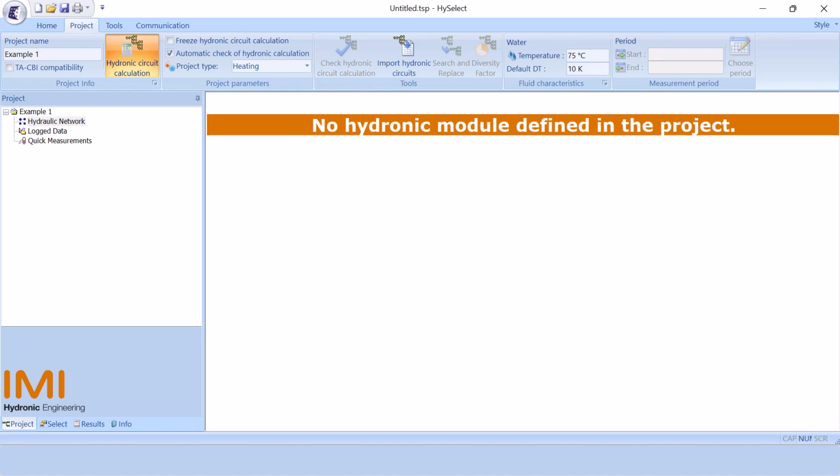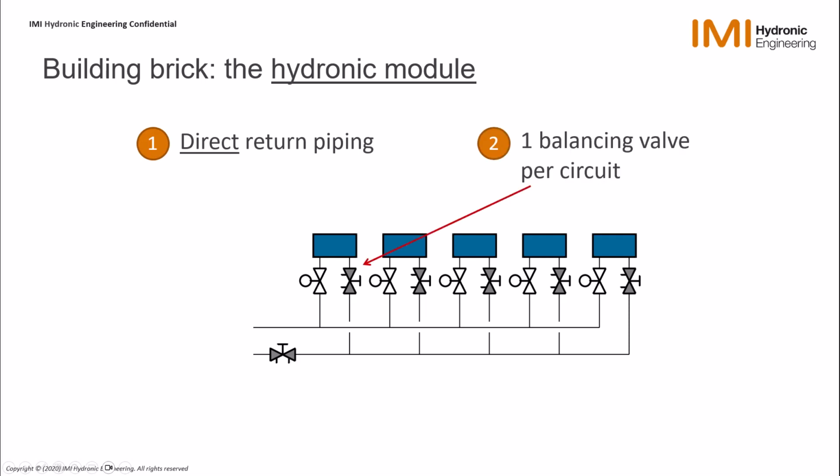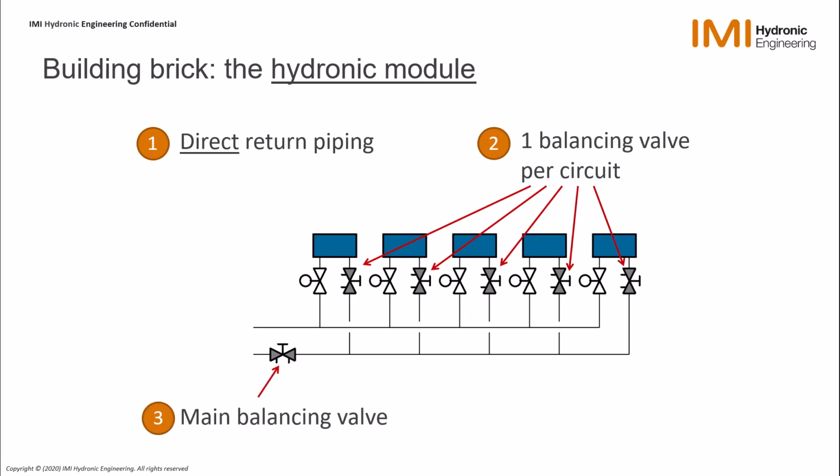Before introducing the way to enter hydronic circuits into HySelect, we should talk about plant decomposition into hydronic modules. Here we start with the example of a hydronic module with 5 distinct circuits in parallel. Each circuit has the same configuration, either in direct return or reverse return. Each circuit is fitted with a balancing valve, and the module is equipped with a general valve, the partner valve.